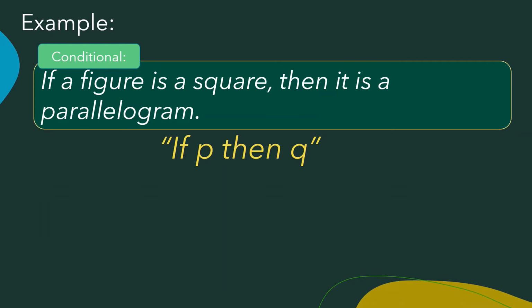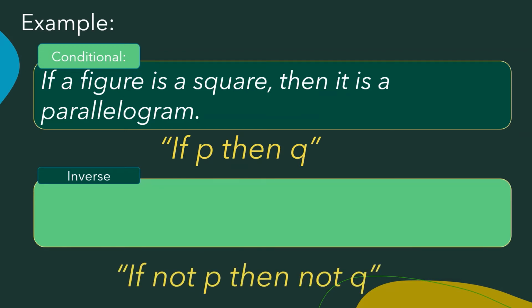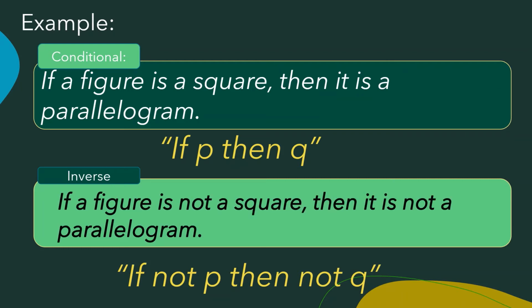Next example. If a figure is a square, then it is a parallelogram. This statement is in the form if P, then Q. So let's get its inverse. Its inverse must be if not P, then not Q. What is its inverse? Okay, correct. So its inverse is if a figure is not a square, then it is not a parallelogram.